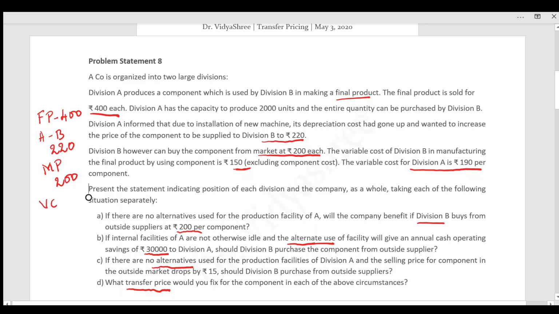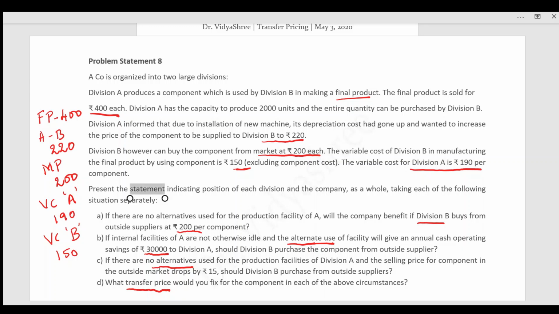The variable cost of division A is rupees 190 per product. The variable cost for division B is 150 per product. You can observe in the last, that is the third point, when no alternative is given, the market price drops down by rupees 15.